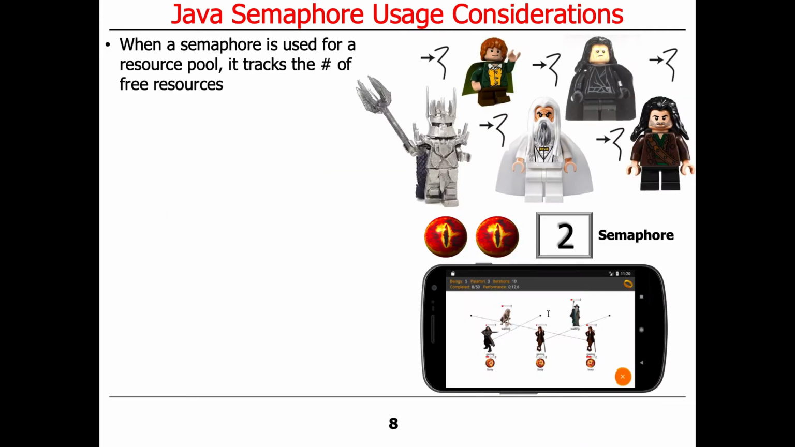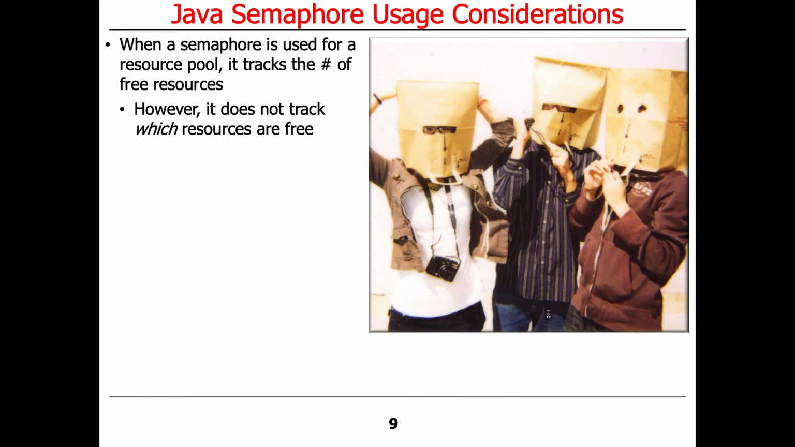If you can live with the stuff that's simple, you'll get faster performance as a consequence. When a semaphore is used for a resource pool, like the Palantiri that we've been talking about, all it does is simply track the number of free resources. We know that we've got 2 resources available. However, it doesn't track which resource or resources are free. It just knows that there are 2 of them.